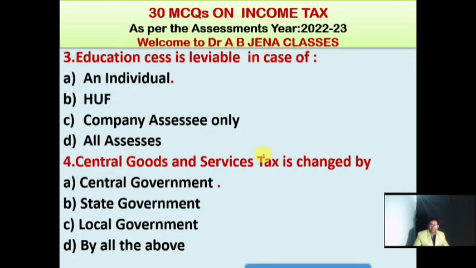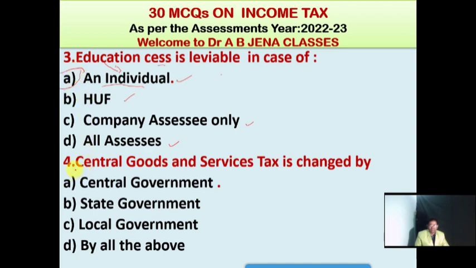Okay, next MCQ: education cess is leviable in the case of option A, individual; option B, HUF; option C, company assessee only; or D, all assessees. So the right option will be A. Normally education cess is leviable on individuals only.